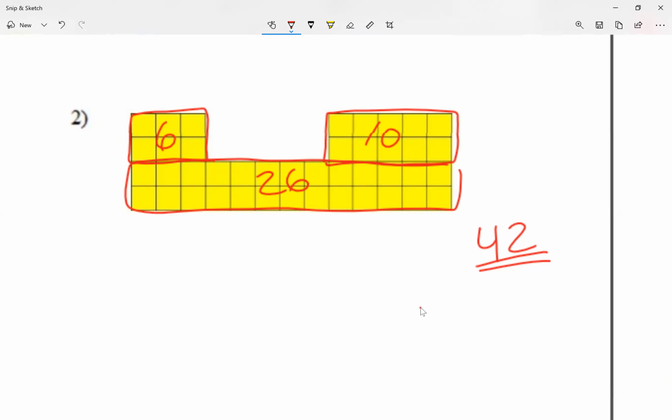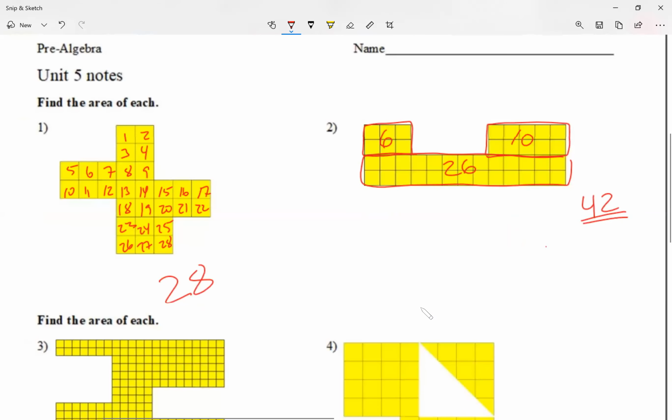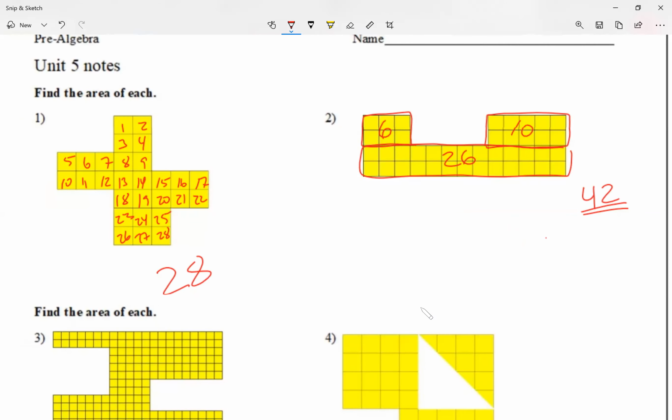Don't think that, oh my God, there's too many. Break it into sections that are easier. Okay, so let me zoom out again. When I ask find the area, I am just asking how many squares are there.